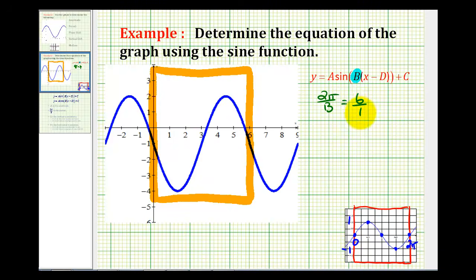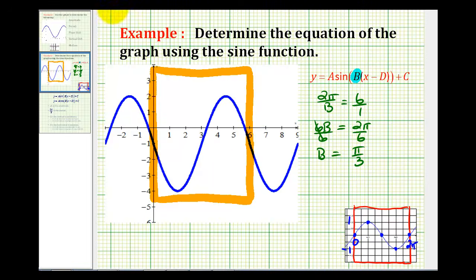So 2 pi divided by b must equal 6 in this case. So if we put this over 1 and cross multiply, we're going to have 6b equal to 2 pi. So we divide both sides by 6. We have b equals pi over 3.